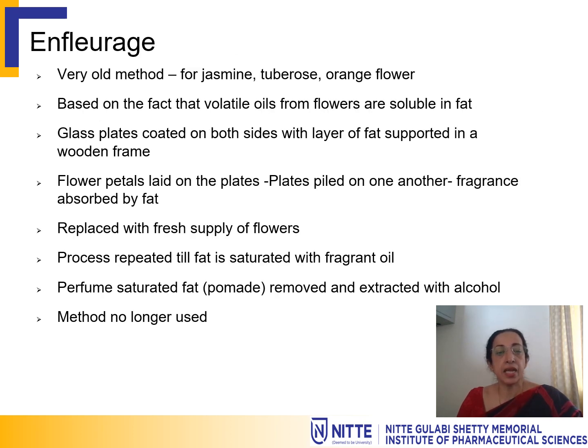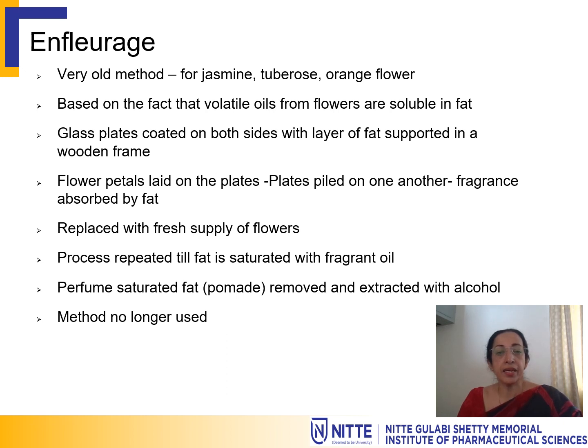Now, what is enfleurage? This is a very old method usually used in the extraction of volatile oils from scented flowers such as jasmine, tuberose, and orange flower. This process is based on the fact that the volatile oils or essential oils from flowers are soluble in fat. Therefore, these essential oils may be extracted into fat. In order to do so, glass plates are taken which are coated on both sides with a layer of fat, and these plates are supported on a wooden frame. The flower petals to be extracted are then laid onto the surface of the fat or wax on the plates, and these plates are piled on one another.